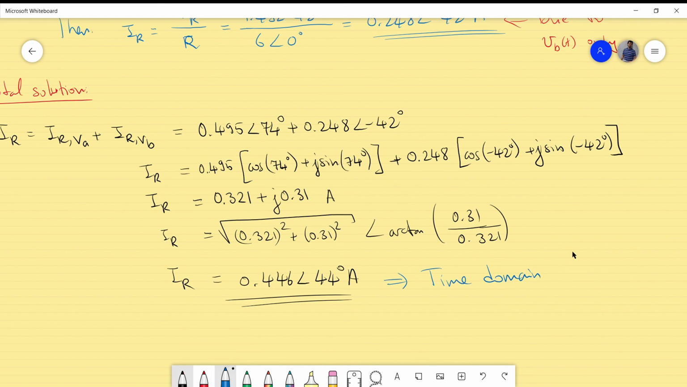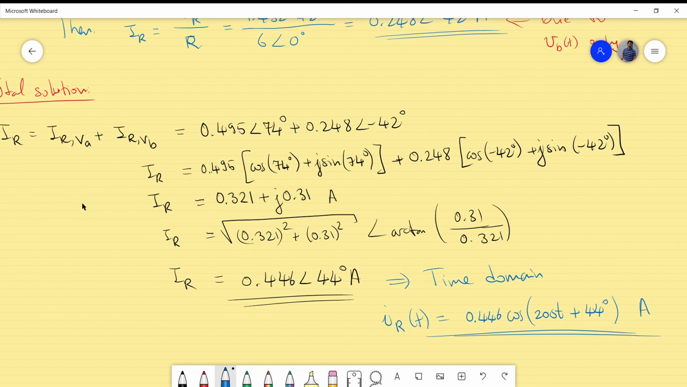So what is the time domain representation here? IR in time will be again the cosine. That's just a template. What we had was cosine of 200t, remember, and we have the amperes. For this part will be the amplitude, so you will write down what you have here, 0.446, and the phase of 44 will be placed here, so it will be plus 44 degrees.